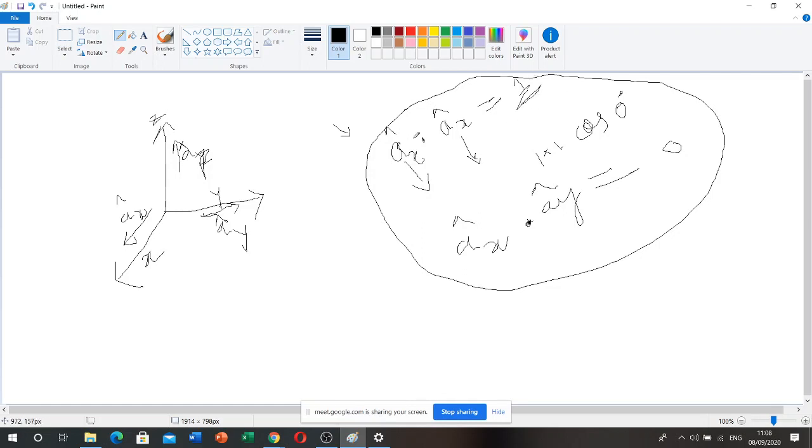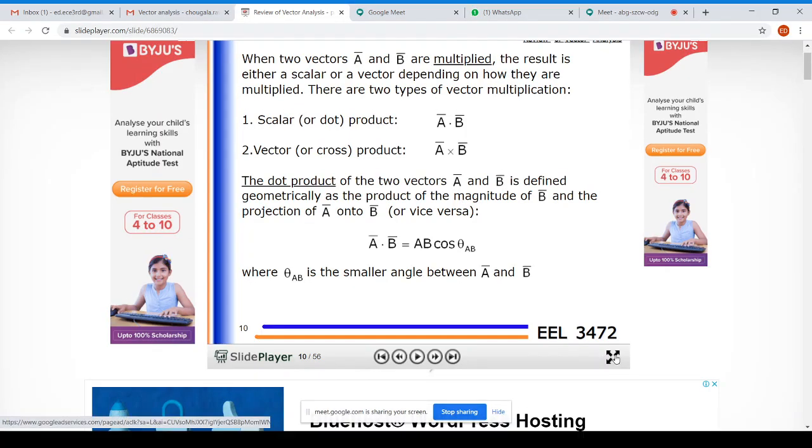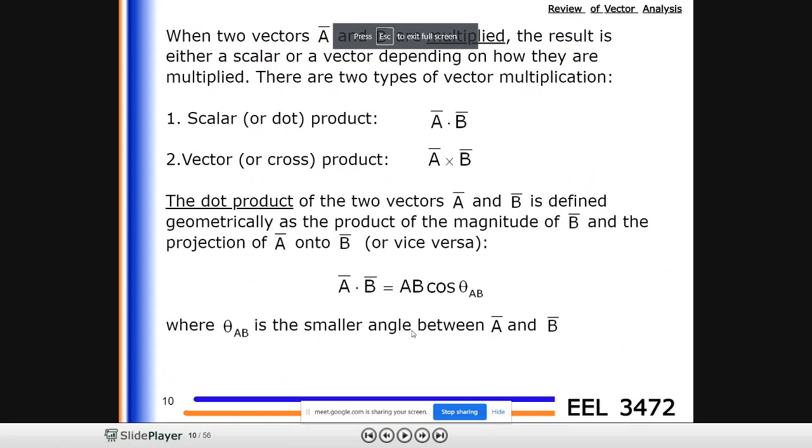Agree or no? Yes, sir. Similarly, ay cap dot ay cap is equal to 1. Az cap dot az cap is equal to 1. Ay dot az, or ay dot ax, if you take, it is 0. Any two different ones, you directly write it as 0. Fine. Okay, we'll go back to the slide. So this is a vector dot b vector is equal to ab cos theta. Moving to the next slide.